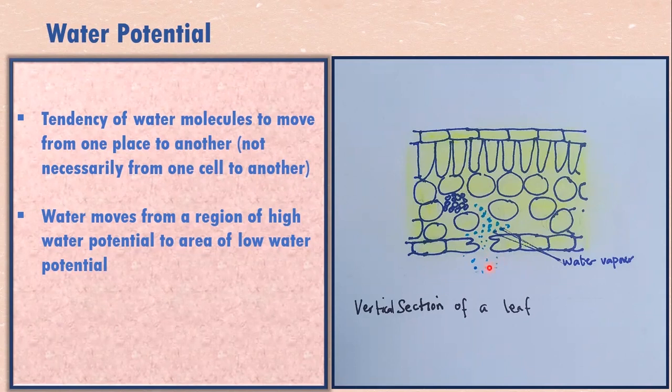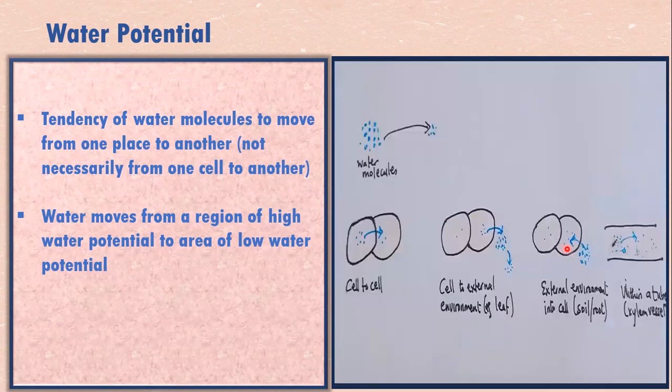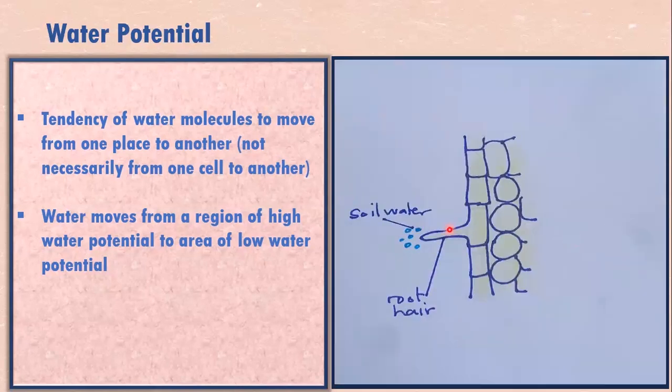Not only that, we can have water molecules moving from an external source like the soil into the roots. And we can then say that there's high water potential in the soil water and low water potential in the roots. As we can see, you have soil water moving into the root hair by osmosis, because there's more water molecules here than here. So there is higher water potential in the soil water than inside the root hair.